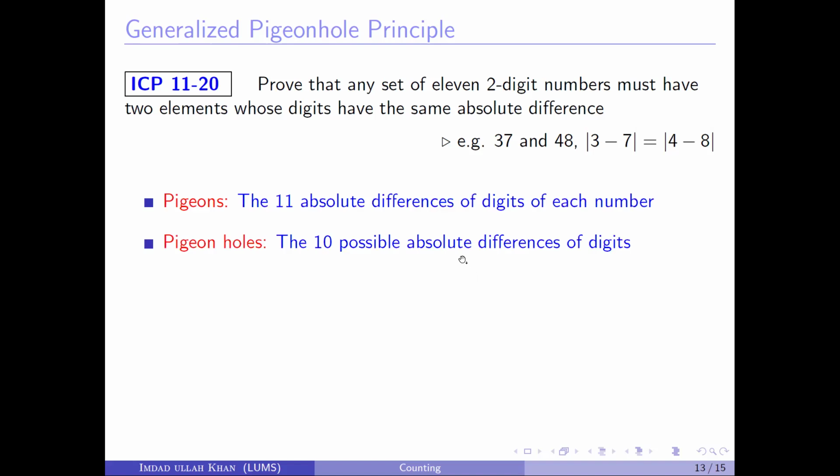So the pigeons are, because we have to choose 11 two-digit numbers, so we have 11 absolute differences of digits, one in each number. Because 11 two-digit numbers have been chosen, the difference of digits in each number will give us 11 absolute differences. And the possible differences between digits range from 0 to 9. So that count is 10. So hence we have more pigeons than the number of pigeonholes. Hence at least two numbers will share the absolute difference of digits.